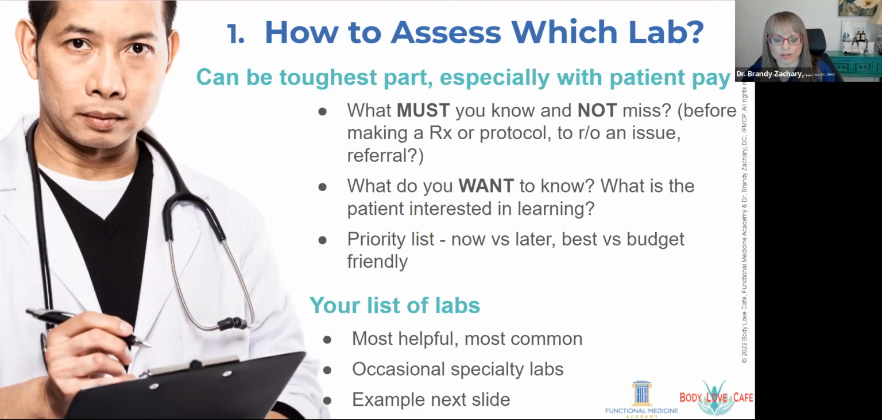So you want to ask yourself, what must you know, and what can you absolutely not miss? And that jumps to the top of the list. And then what is it you want to know? And what is the patient interested in learning? Those things might be lower on the list. Maybe we'll do it later, or maybe we're going to start with this and see how you progress. And then, are those labs really needed? So often we'll create a priority list, now versus later. What is best? What would I love to know versus this patient said I can order 1 lab. Boy, that's a tough situation, but it happens.